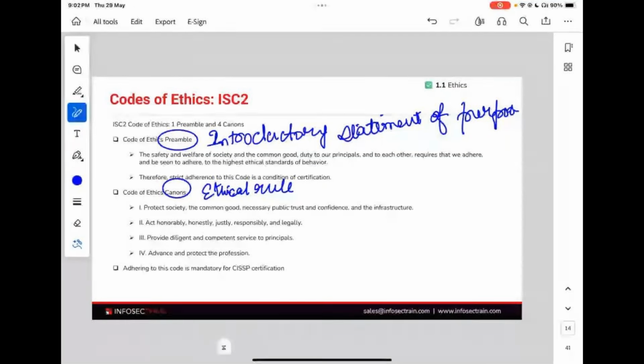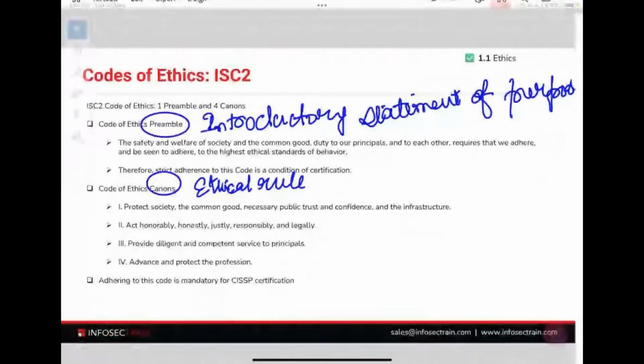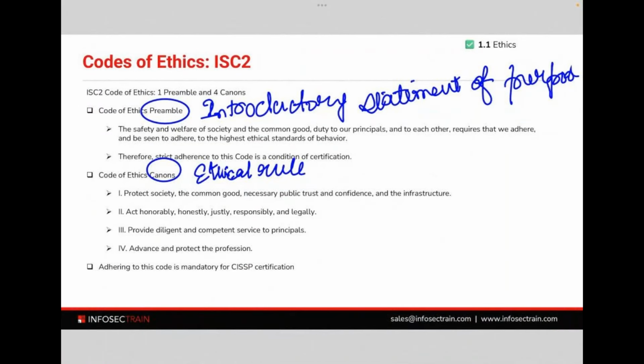Now, what does the preamble say? The preamble says that the safety and welfare of society and the common good, duty to our principals and to each other, requires that we adhere and be seen to adhere to the highest ethical standards of behavior, right? Therefore, strict adherence to this code is a condition of certification.